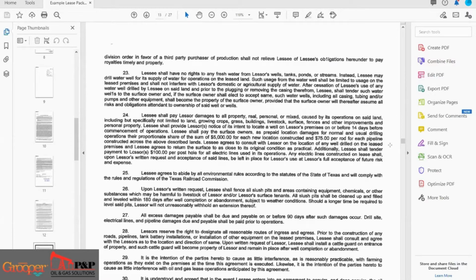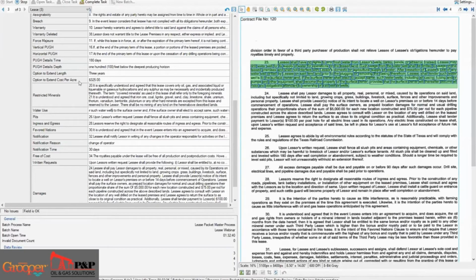So we've also seen a great increase in accuracy when using Grooper to automate reading through these leases, because it's looking for everything on the list every single time. Okay, I'm going to click stop on this, and we'll get Kyle into the data model.